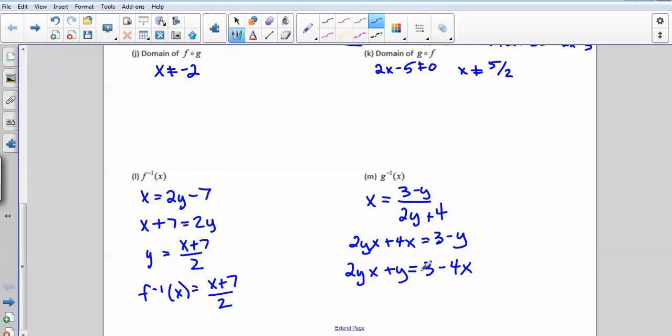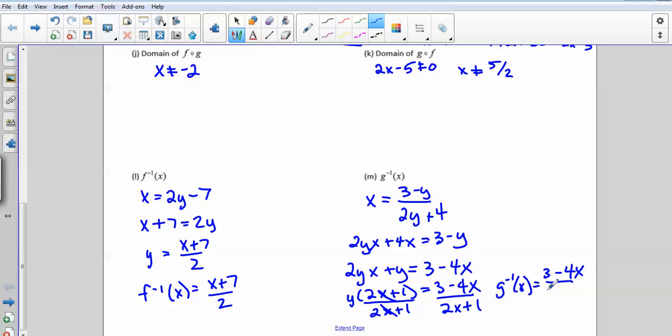My y's are on the same side. To separate it from everything else, I'm going to factor it out as a common factor. So I'm going to factor out the y. I'm left with 2x plus 1. That still equals 3 minus 4x. Now you can divide both sides by 2x plus 1. And then use your notation. Inverse of g equals 3 minus 4x over 2x plus 1.